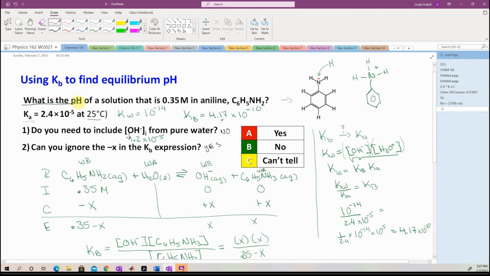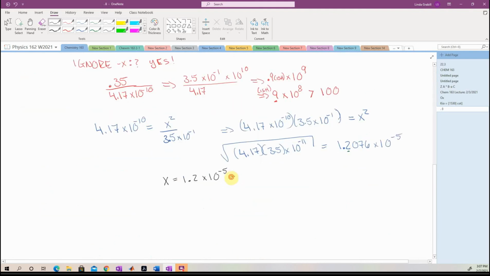So now I come down here and this is the concentration of hydroxide. There is no H3O plus in this reaction. Well, what can we do? We can figure out that the pOH is the negative log of my OH concentration.